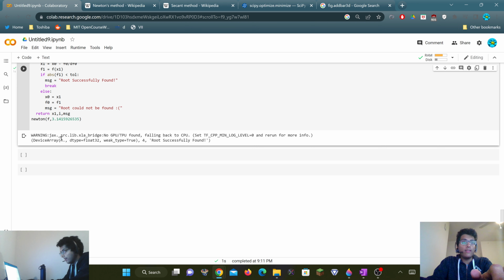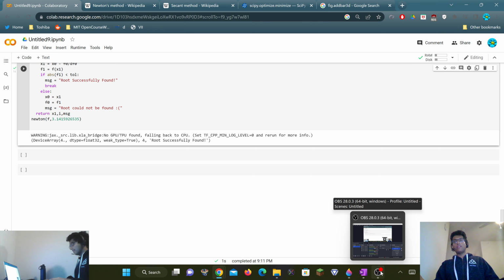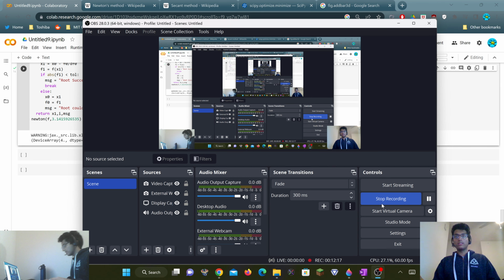Right, and so you get 4. And then it took 4 iterations, and the root is successfully found. So there you go. There's our Newton's method and our secant method for just 1D functions.